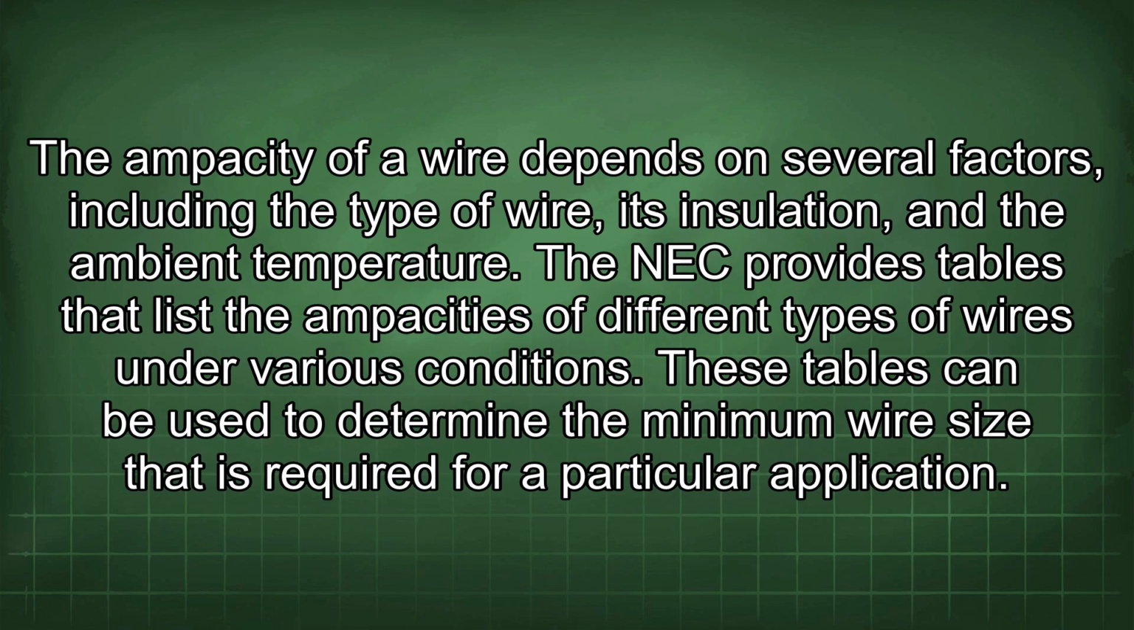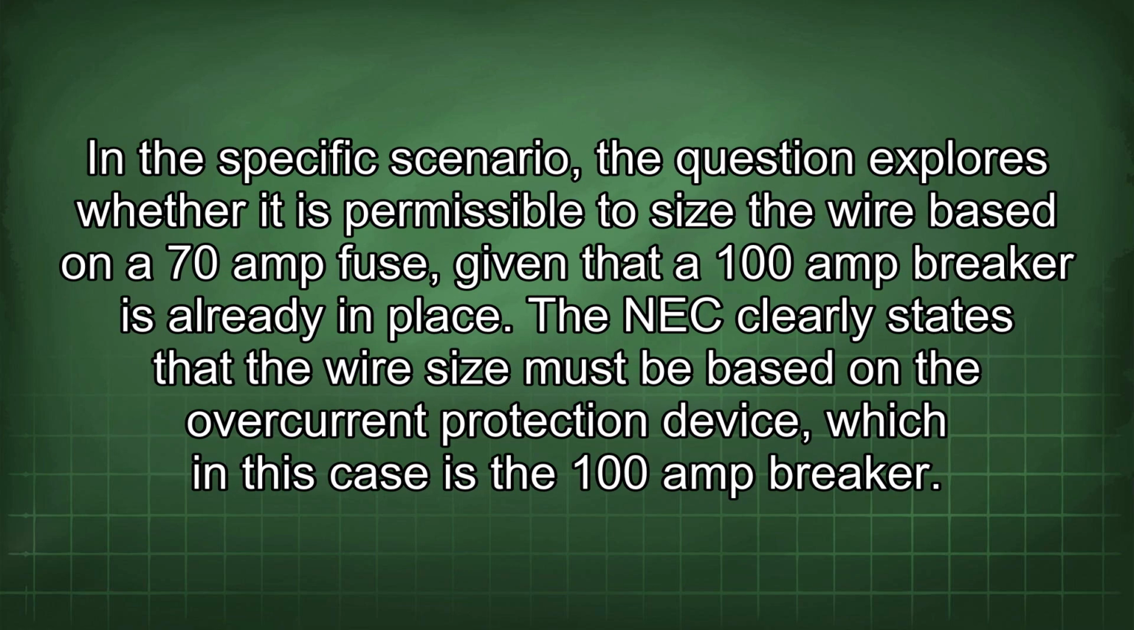The ampacity of a wire depends on several factors, including the type of wire, its insulation, and the ambient temperature. The NEC provides tables that list the ampacities of different types of wires under various conditions. These tables can be used to determine the minimum wire size that is required for a particular application. In a specific scenario, the question explores whether it is permissible to size the wire based on a 70 amp fuse, given that a 100 amp breaker is already in place.